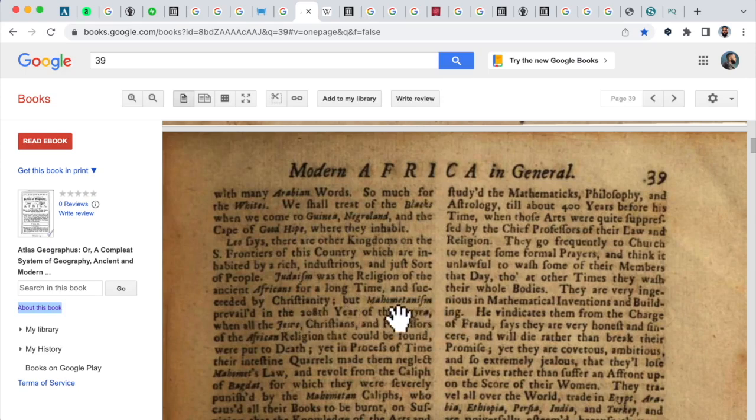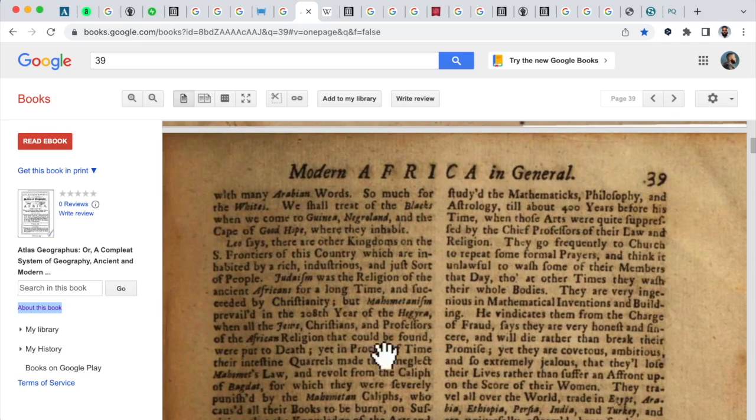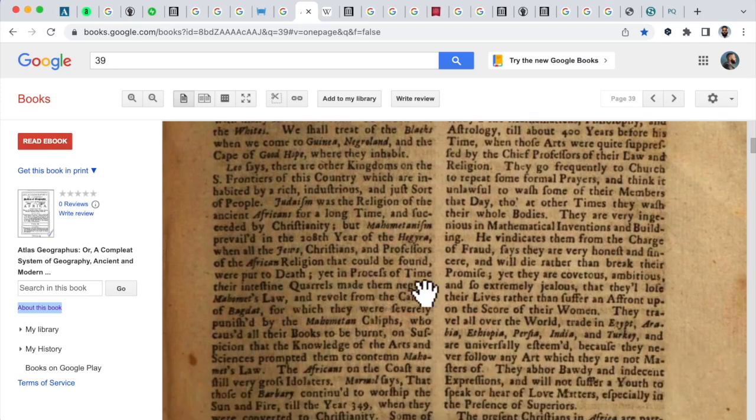Judaism was the religion of the ancient Africans for a long time and succeeded by Christianity. But Mohammedanism, which is Islam, Muslims, prevailed in the 208th year of the Hijra, when all the Jews, Christians, and professors of the African religion that could be found were put to death. Yet in process of time, their intestine quarrels made them neglect Muhammad's law and revolt from the Caliph of Baghdad, for which they were severely punished by the Mohammedan caliphs, who caused all their books to be burnt, on suspicion that the knowledge of the arts and sciences prompted them to condemn Muhammad's law. So it's basically saying that the Jews, Christians, and professors of the African religion, all their books were burnt by the Muslims because they didn't want them to be influenced by anything other than Islam.